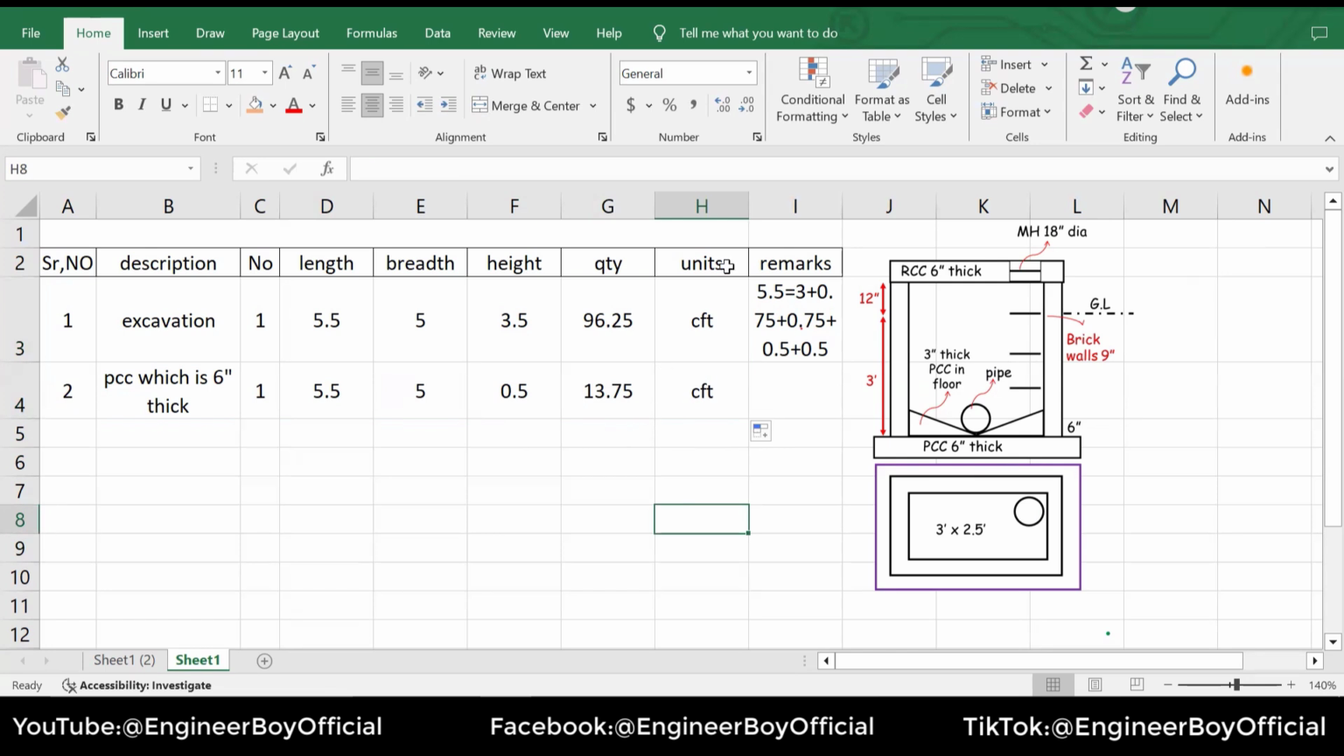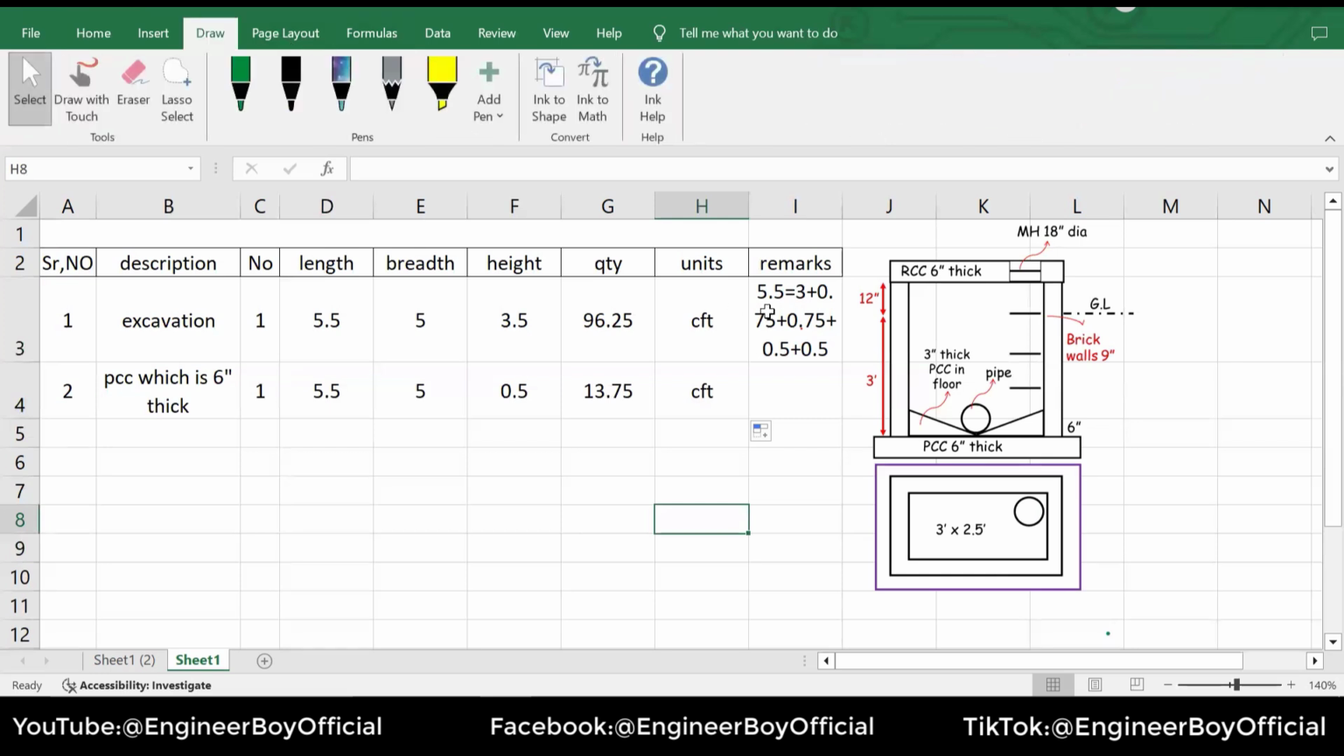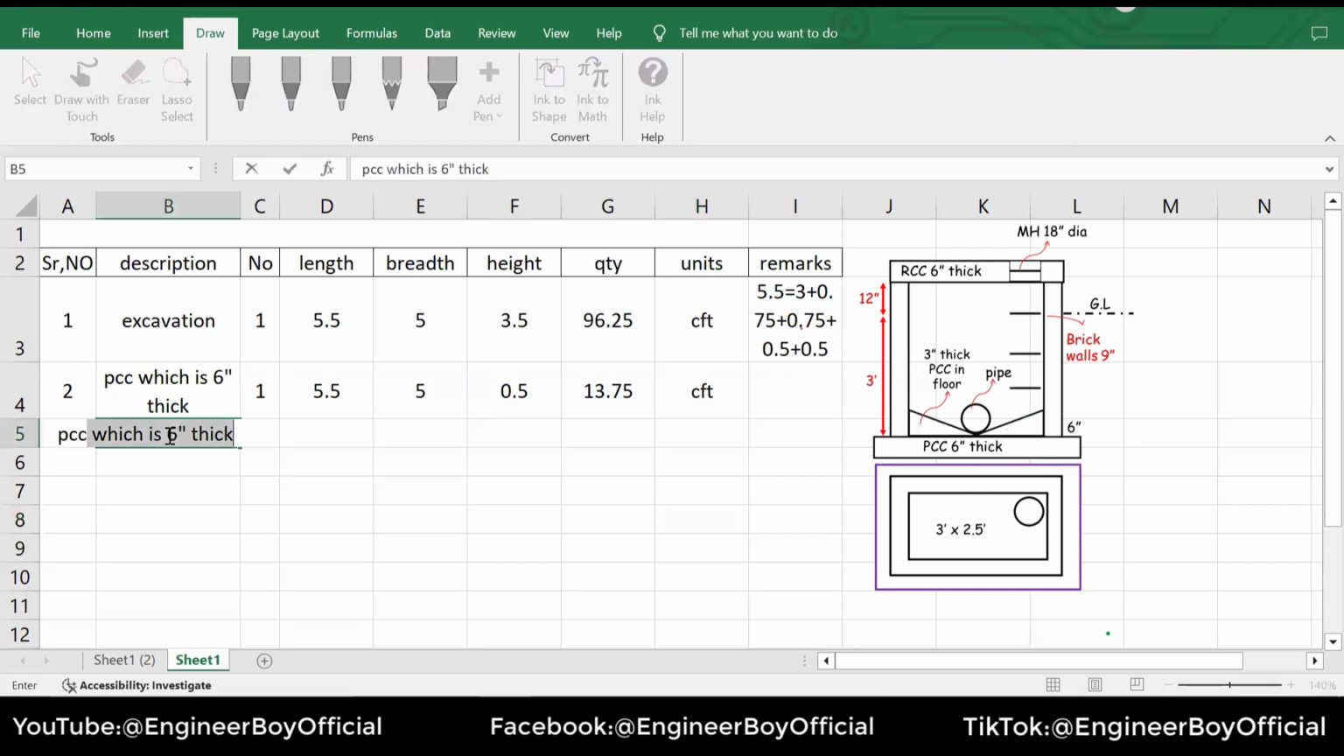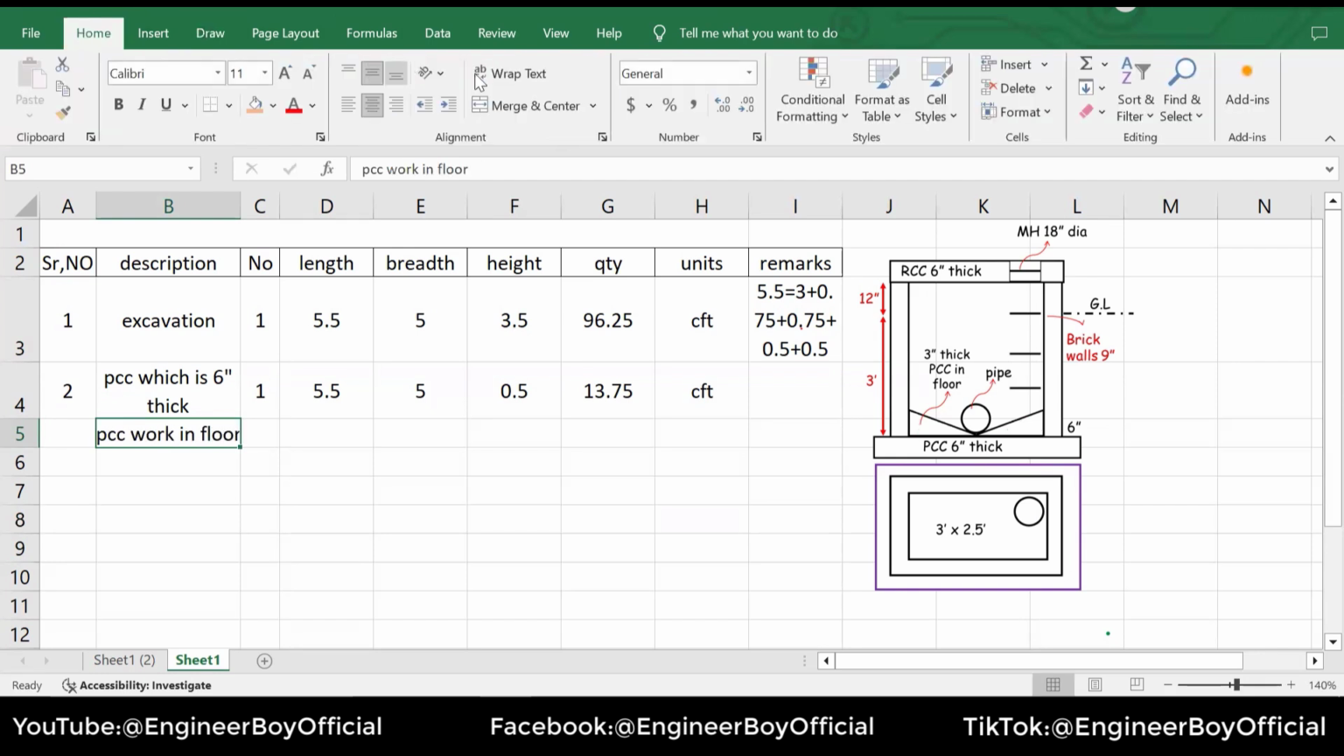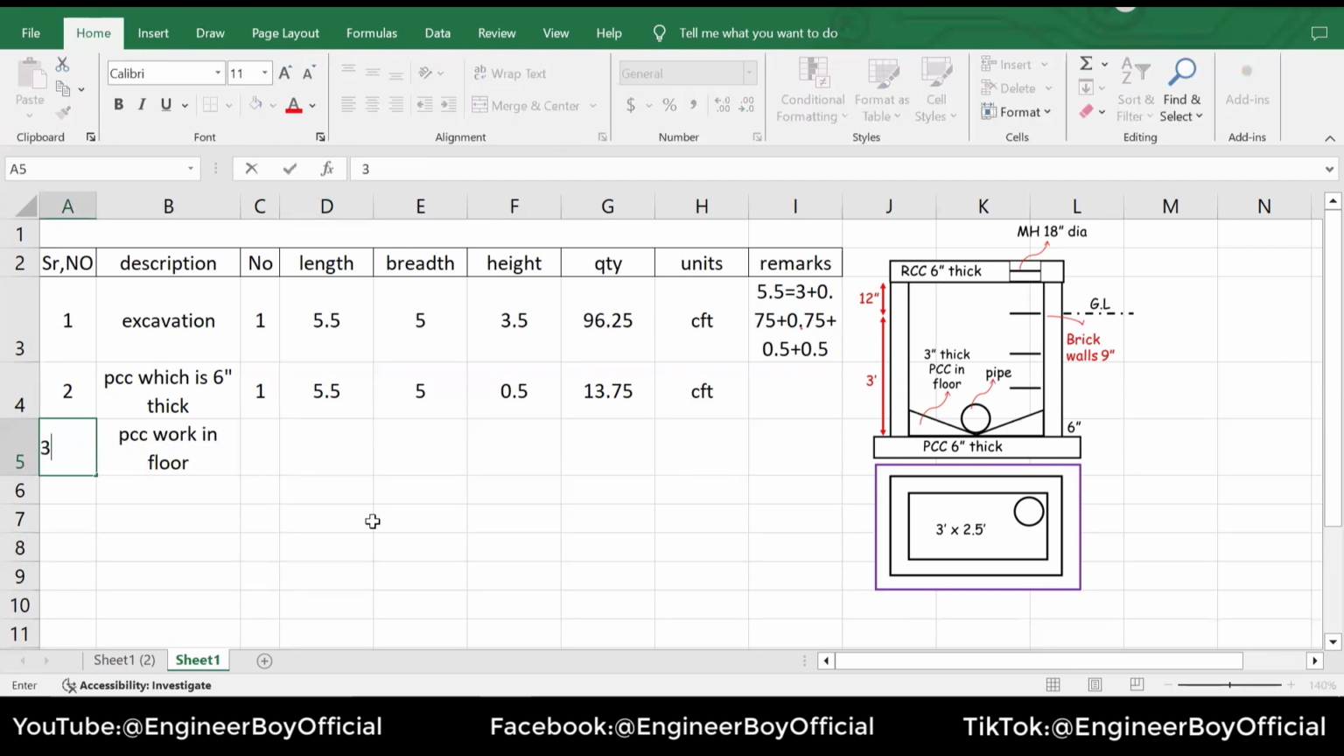Very simple. Another thing is actually, if you just consider the triangular portions in the same diagram, you can see this triangular portion here, and this triangular portion here. This is also PCC work in floors. So in the description, let me just say we have PCC work in floor. And then this is actually number 3.